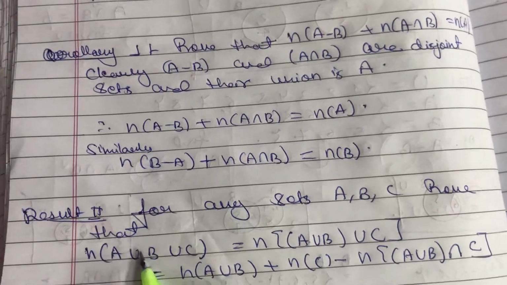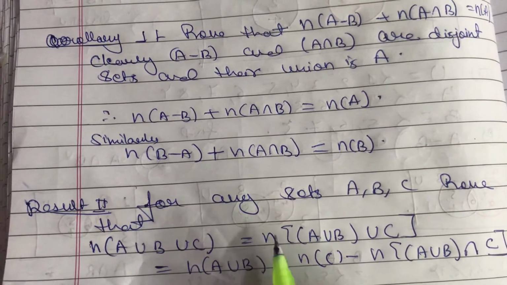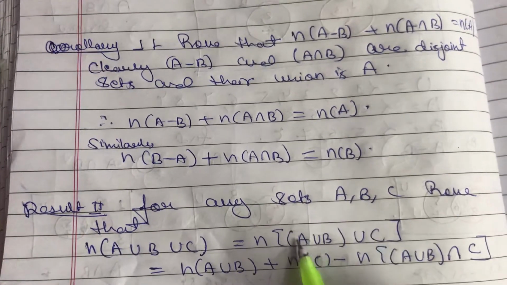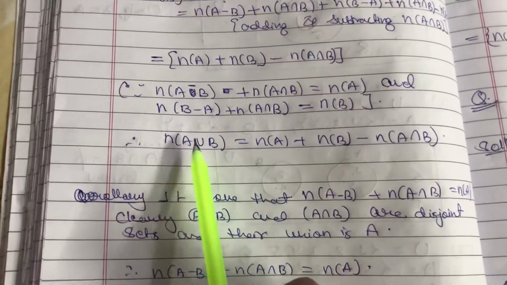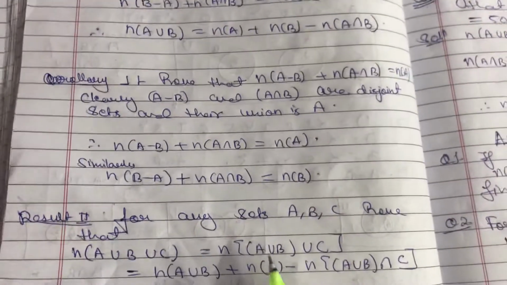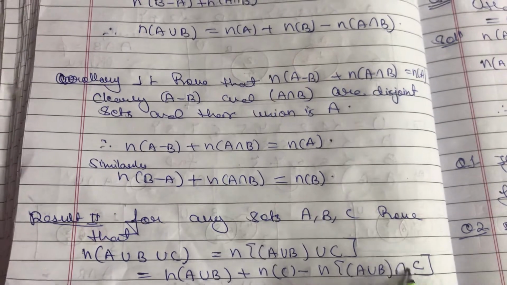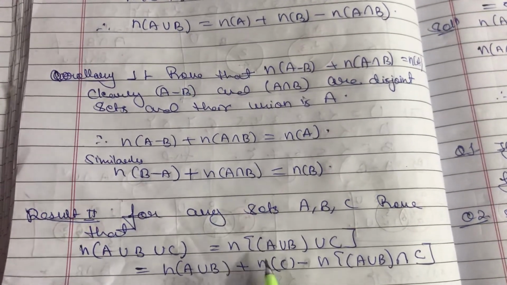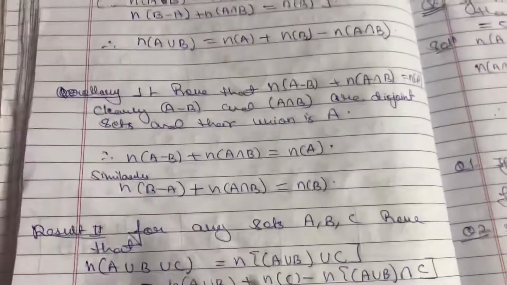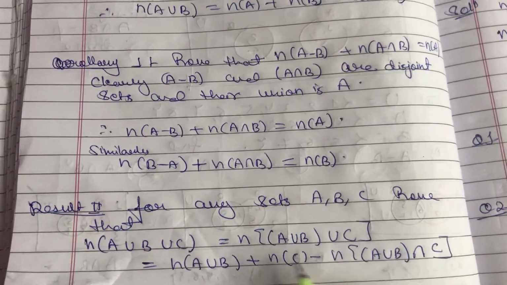So if the question is given like that, n of A union B union C, I can write it by taking this together: n of A union B, and then union C. Now I'll use the formula that n of A union B is n of A plus n of B minus n of A intersection B. Remember this formula? So now in place of A, I have A union B. So I'm just taking it as A. So it will be n of A plus n of B minus n of A intersection B. So this is A union B plus n of C minus n of A union B intersection C. So based on this formula, these two are considered as one term and this is another term. So based on that, I have reached this step.